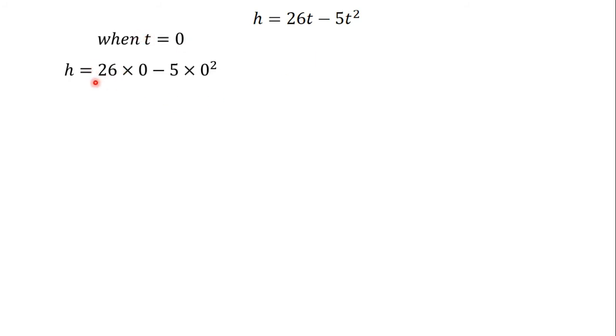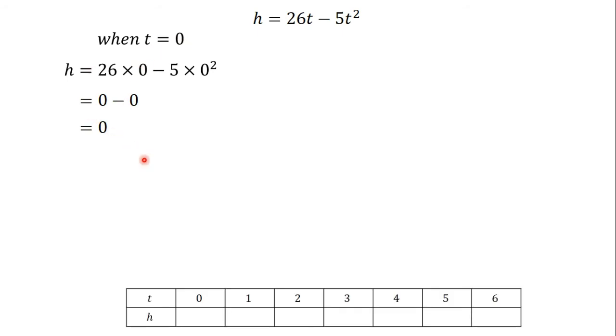When t is equal to 0, h will be equal to, we have 26t, so we have 26 times 0 minus 5t squared, so we will have minus 5 times 0 squared. 26 times 0 is 0, 5 times 0 squared is 0, and 0 minus 0 is 0. So when t is equal to 0, h will also be equal to 0. Let's put it in the table.